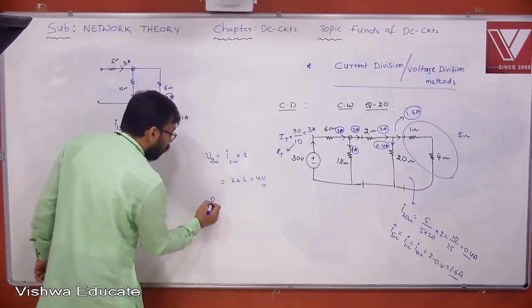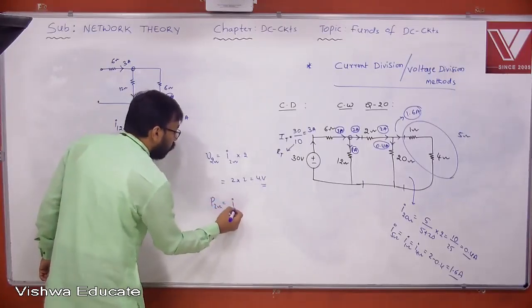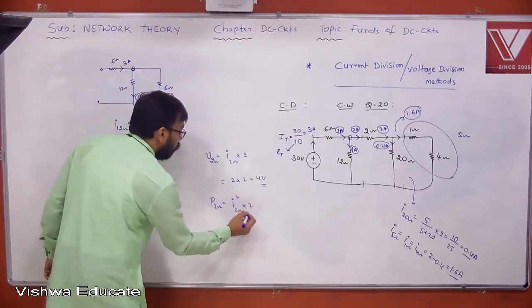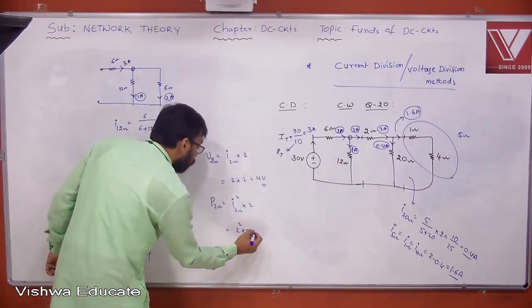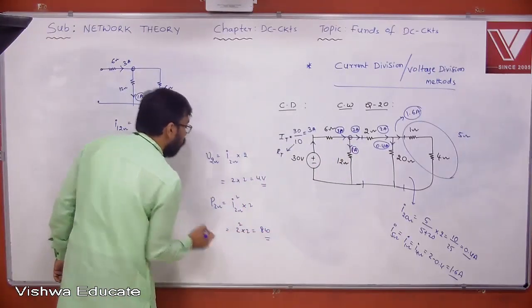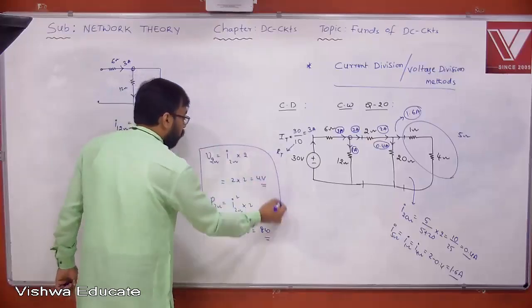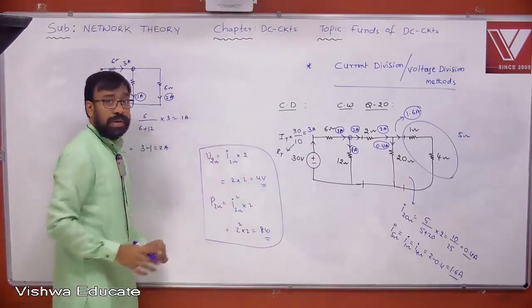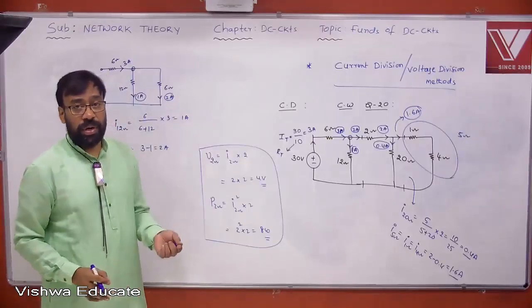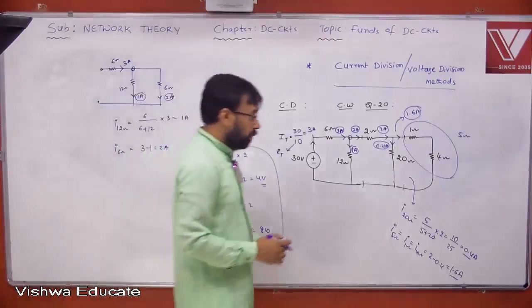What is the power of 2 ohm? Power of 2 ohm is current through 2 ohm squared into 2. What is the current through 2 ohm here? 2 amperes. So 2 squared into 2, that is going to be 8 watt. I hope you understand. In a similar way, you can calculate for each and every element the voltage as well as power. Once you know current, you can find the voltage, you can find the power. Please note down.